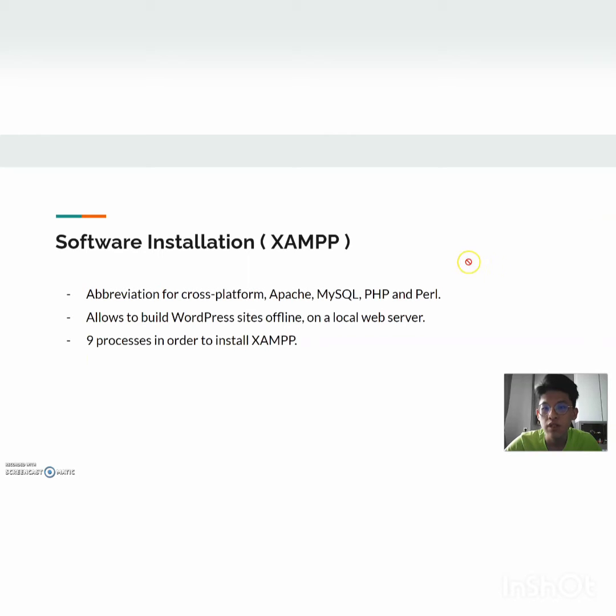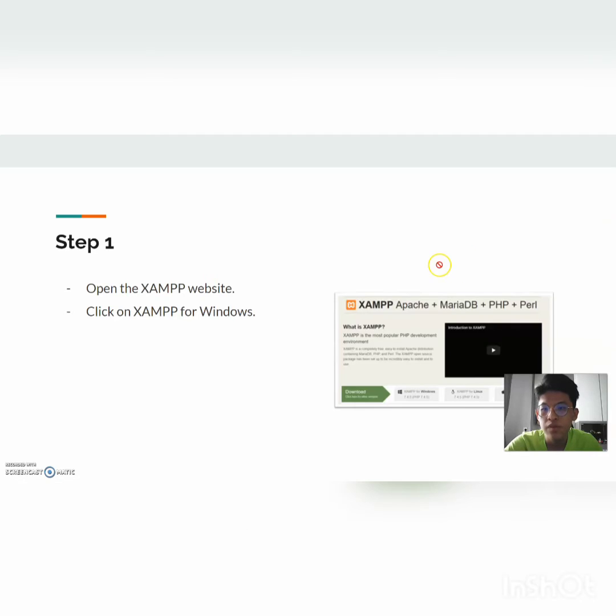For the software installation, XAMPP is an abbreviation for cross-platform, Apache, MySQL, PHP, and Perl. It allows you to build WordPress sites offline on a local web server. It includes 9 steps in order to install XAMPP. For step 1, we open the website and then click on XAMPP for Windows, as shown in the diagram.